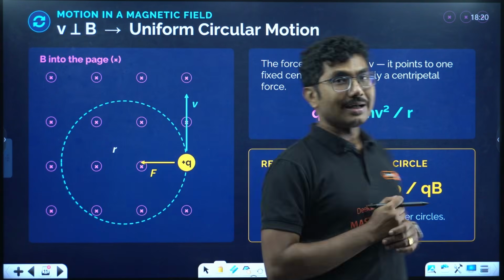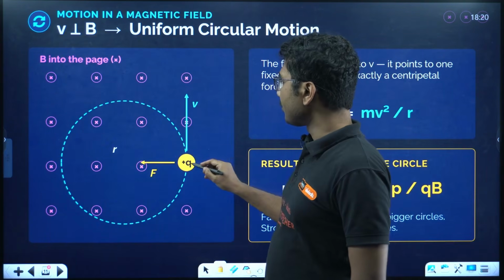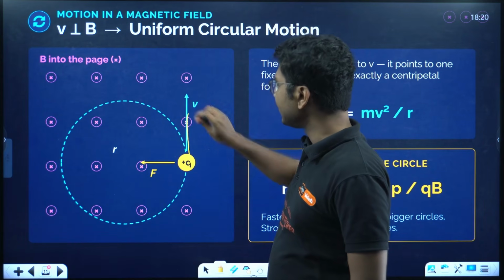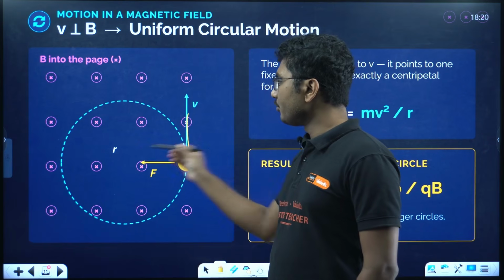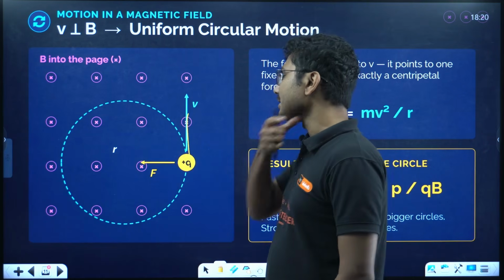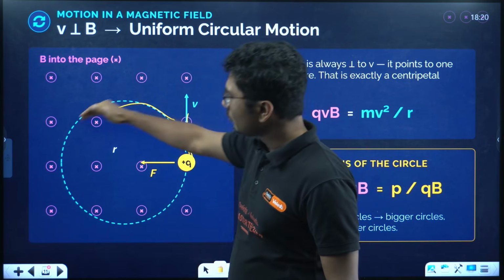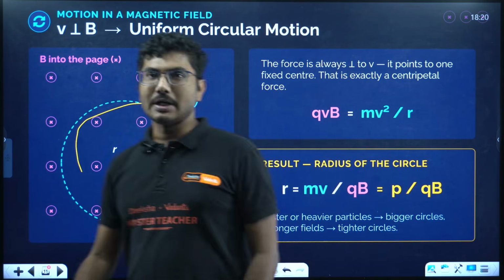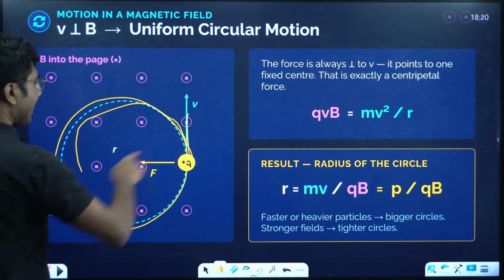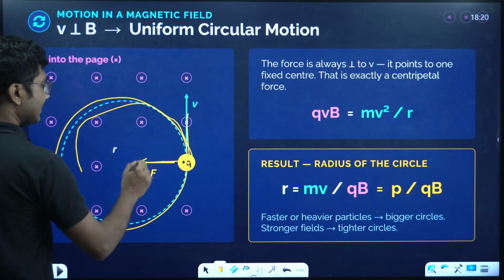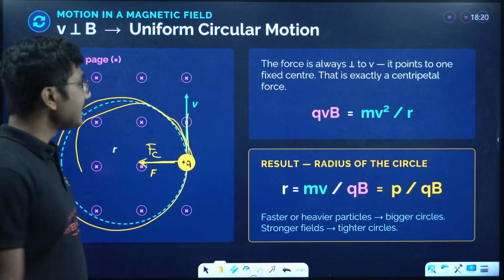Now let us find the radius. Suppose the particle is moving in this direction and the magnetic field is into the page. Then the particle will experience a force in a particular direction, and this will force the particle to move in a circular path. This force will act as the centripetal force.